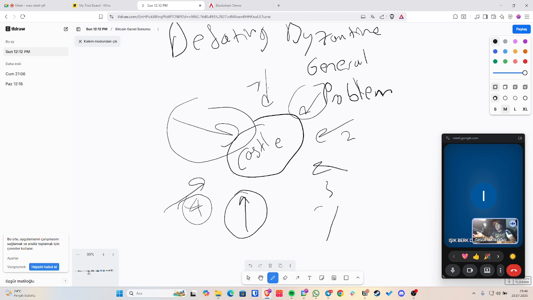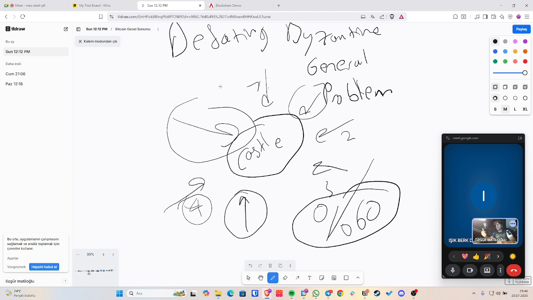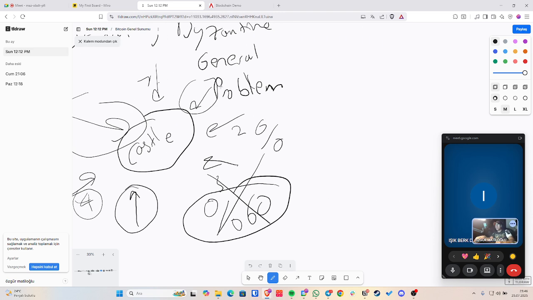If the majority, let's say 60%, is attacking, then the system works. So there is a famous attack which is called the 51% attack. If an attacker controls 51% of the nodes, then the whole system is corrupted.